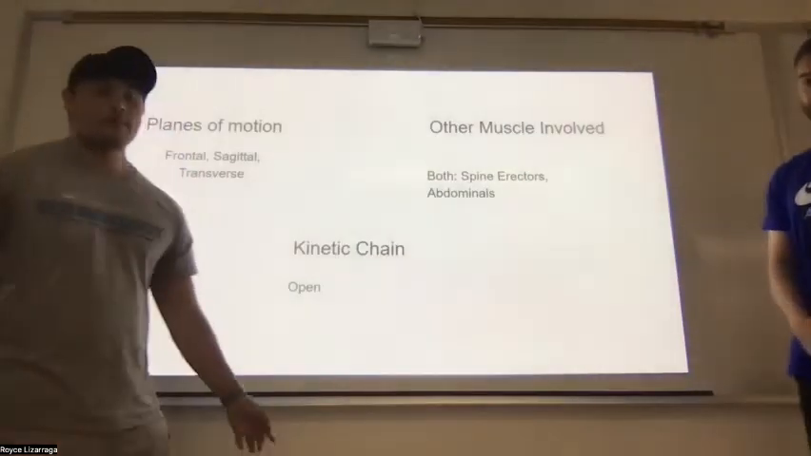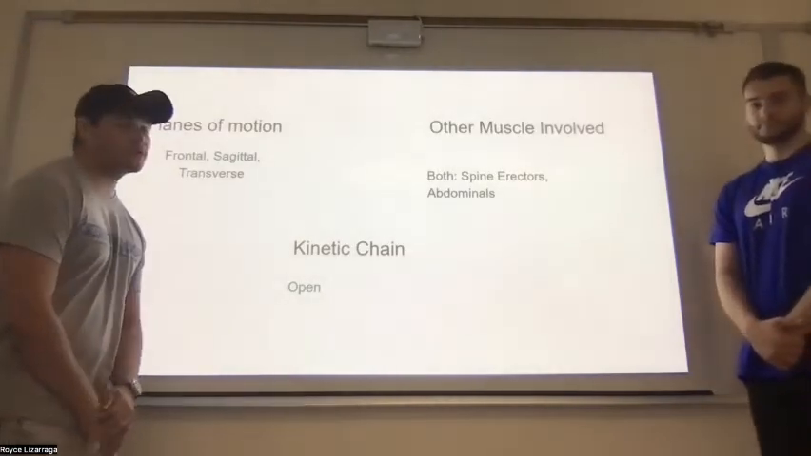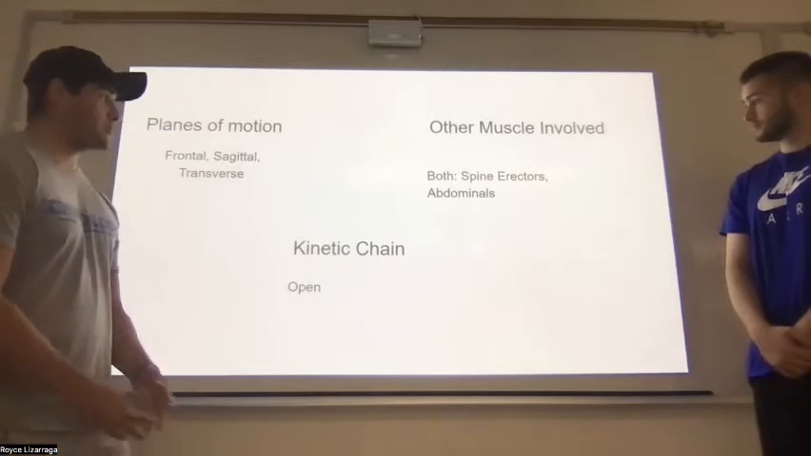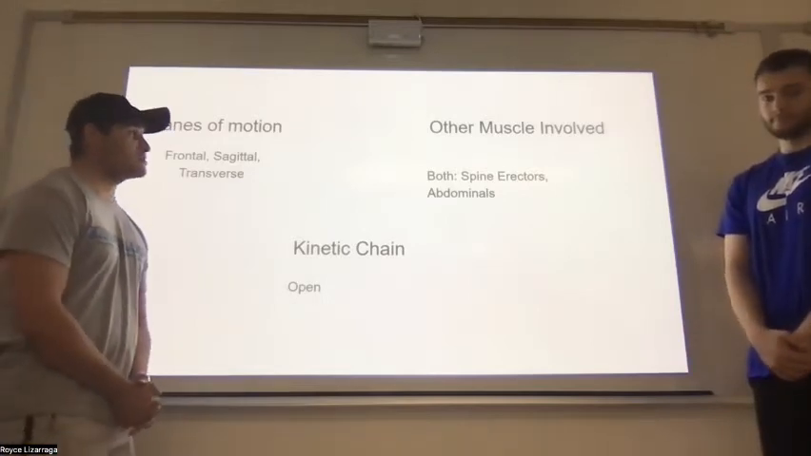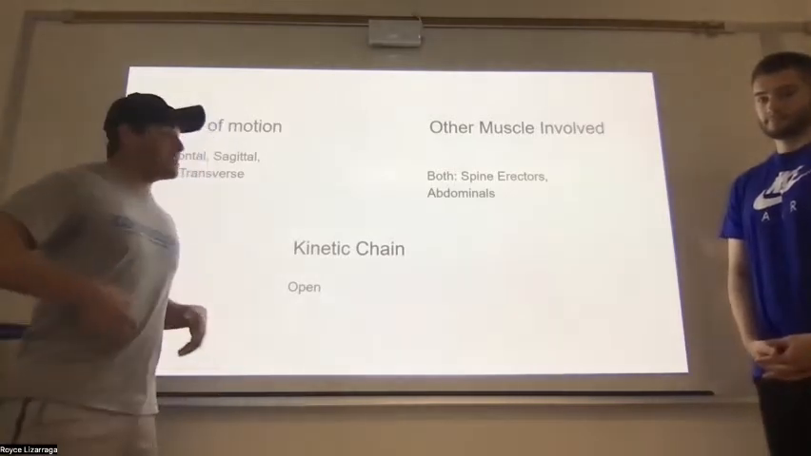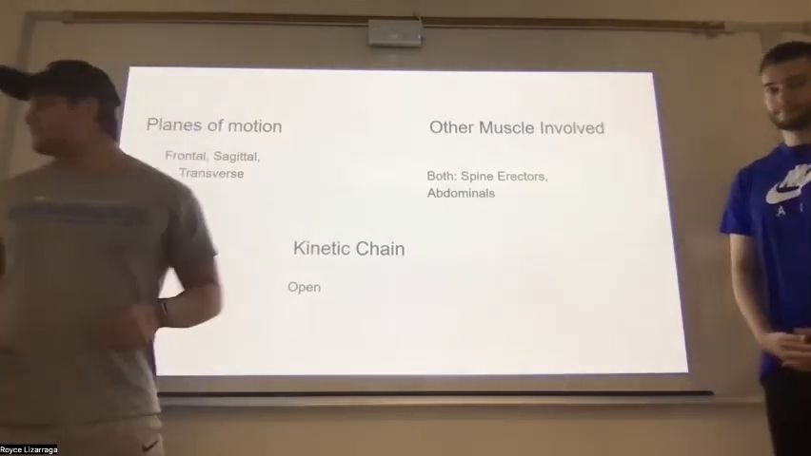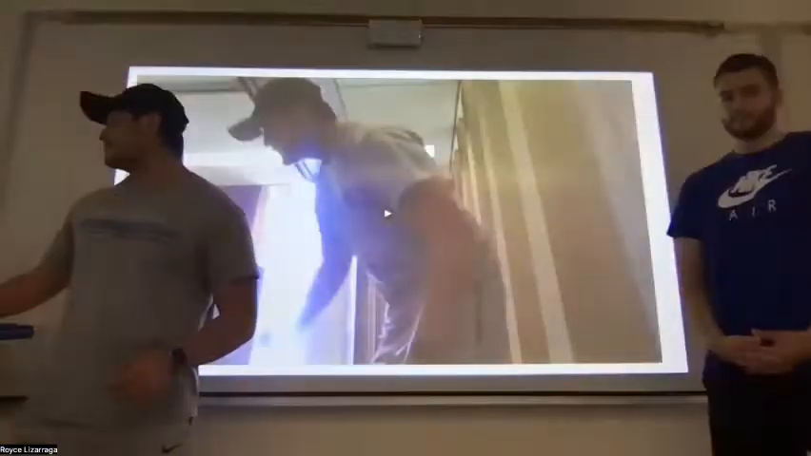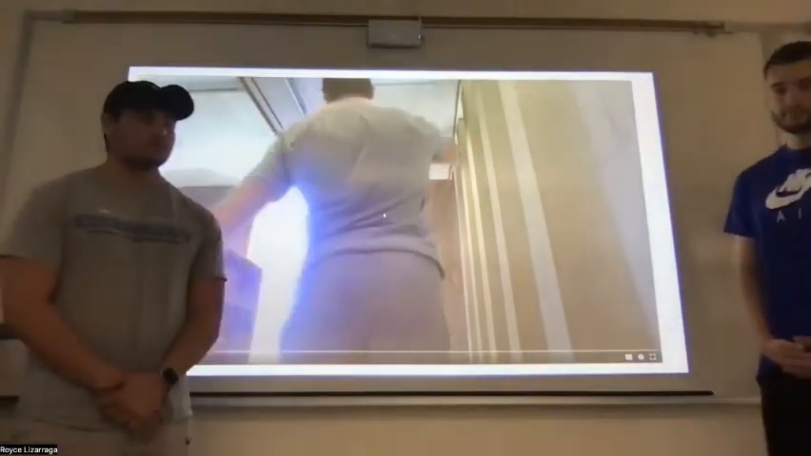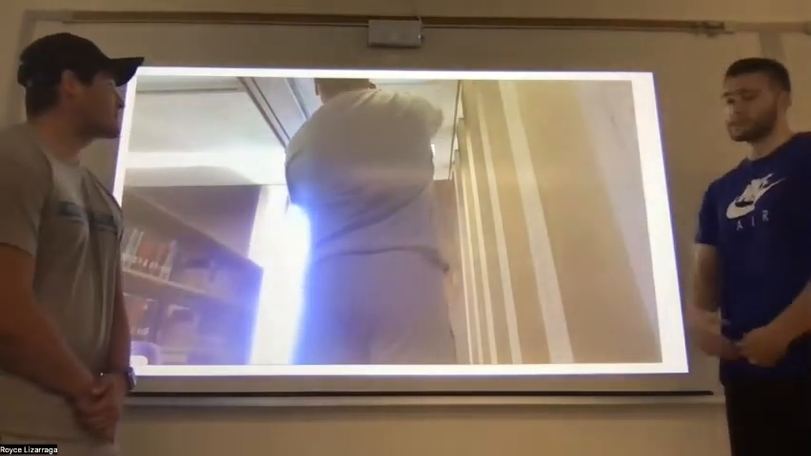For our planes of motion, we have frontal, sagittal, and transverse. The kinetic chain is pretty much open, and other muscles involved are your spine erectors and your abdominals. We have a video next, right here. We have the posterior view of the hug.